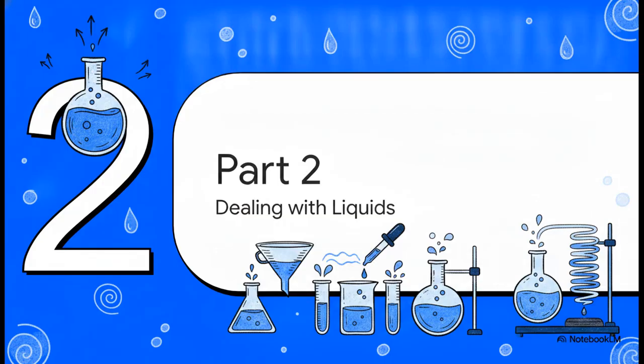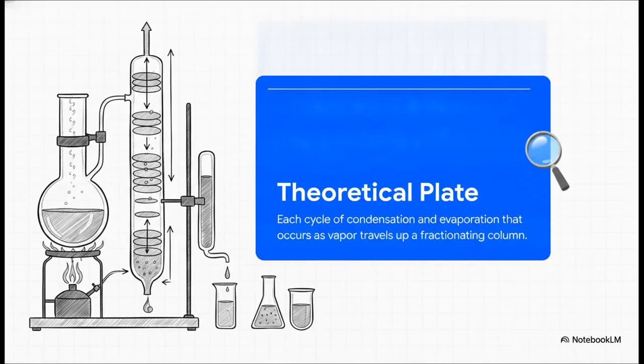All right, shifting gears entirely. Part 2, dealing with liquids. Moving from solids to liquids, what happens when our desired product is a messy liquid mixture? Well, when liquids have drastically different vapor pressures and boiling points, a simple distillation works just fine. But when their boiling points are uncomfortably close together, that's when we need fractional distillation.